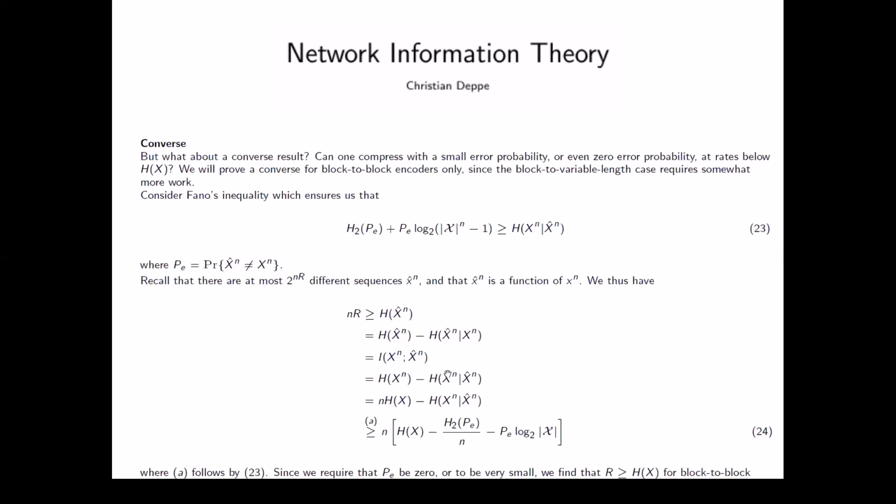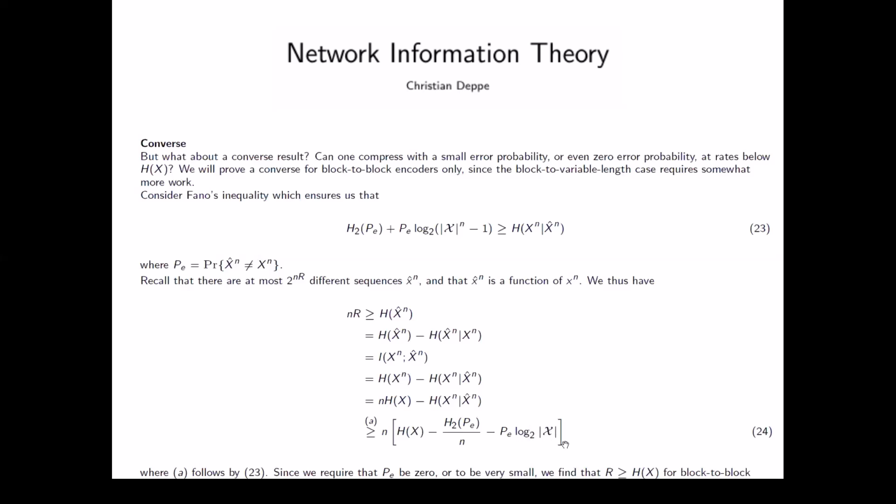And now we do this trick and write it in another way. We know because this is somehow symmetric, we can also write it as H of X^n minus H of X^n conditional on X hat of n. Now this we can write as n times H of X minus H of X^n given X hat of n. And now we insert for this term here, we use the Fano inequality without this minus 1 and put this in. And then we get here n times H of X minus H2 of PE minus PE times log2 of |X|^n.